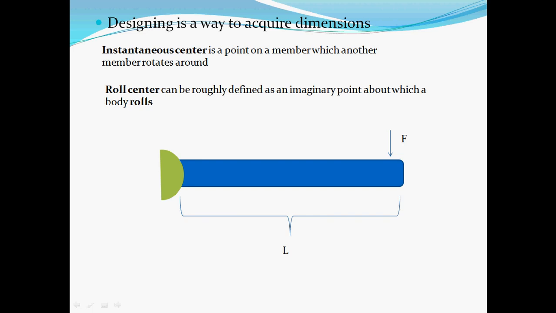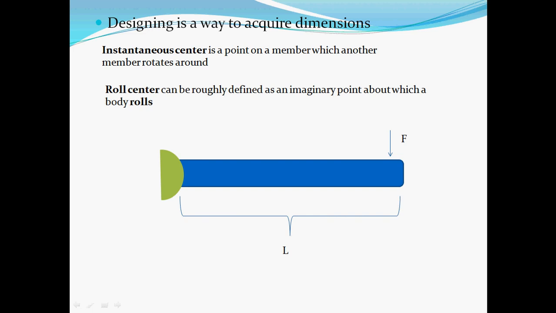So what is instantaneous center? Instantaneous center is a point on a member about which the whole system rotates. Okay, and roll center is also a very similar thing. And why this name instantaneous center? Because at that particular instant, this is the point of rotation. At some other instant, or at some other time, the point of rotation can change. So this is the instantaneous center.